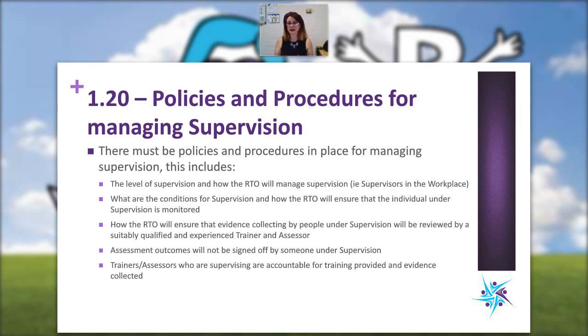How the RTO will ensure that the evidence collected by people under supervision will be reviewed and signed off by a suitably qualified trainer and assessor, in particular the assessor skill set, and that the assessment outcomes will not be signed off by the supervisor or someone under supervision. Trainers and assessors who are supervising are accountable for training provided and the evidence collected. It is in the position description that all trainers and assessors are responsible for the outcomes and ensuring that they're keeping accurate records of the outcomes of that training and assessment.